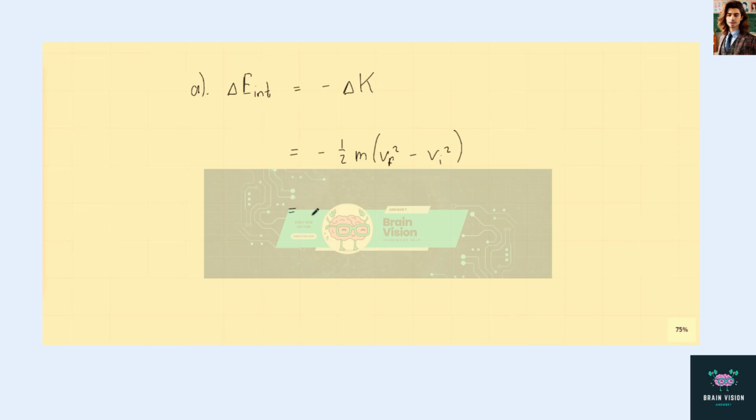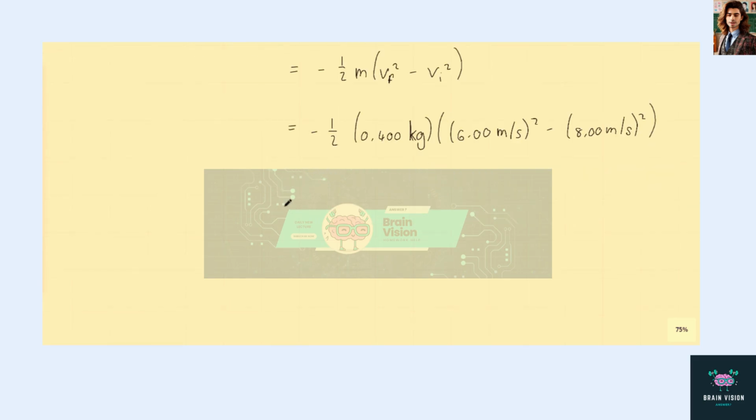And so we can substitute our values since we have all this information. So that's minus a half times the mass of the particle, 0.4 kg, times Vf squared, which is 6 meters per second squared, minus the initial speed, 8 meters per second squared. And so calculating, we get this change in internal energy to be 5.6 joules. So that's the change in internal energy, which is due to a loss of kinetic energy.